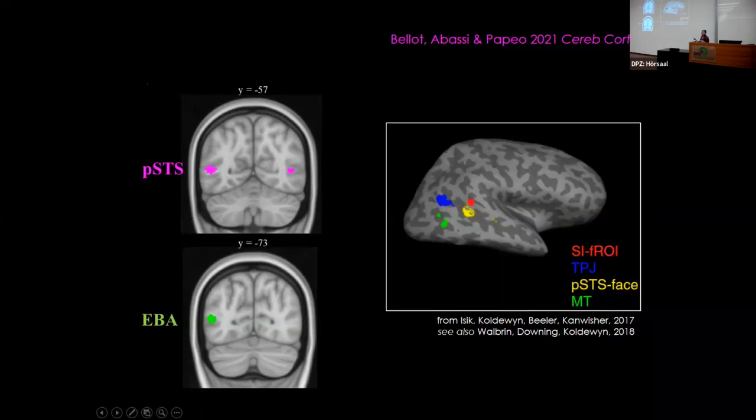It has been studied a lot in the context of biological motion, but we didn't know whether it can hold the representation of multiple biological movements, and whether it even cares about the spatial relations between multiple moving agents. So this is what we studied.